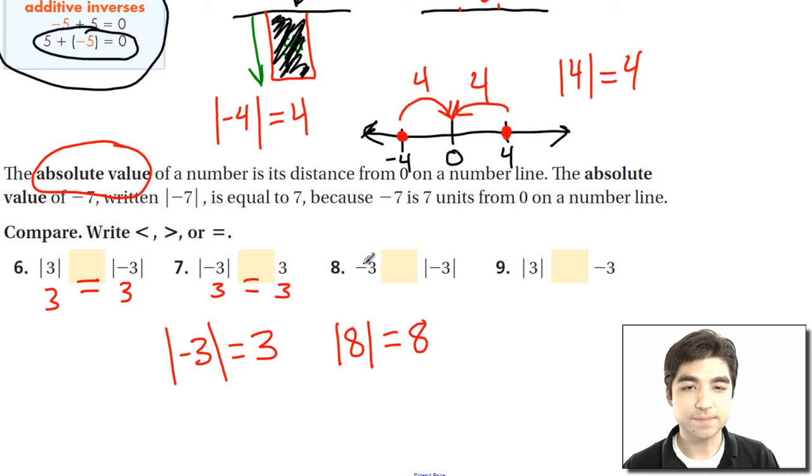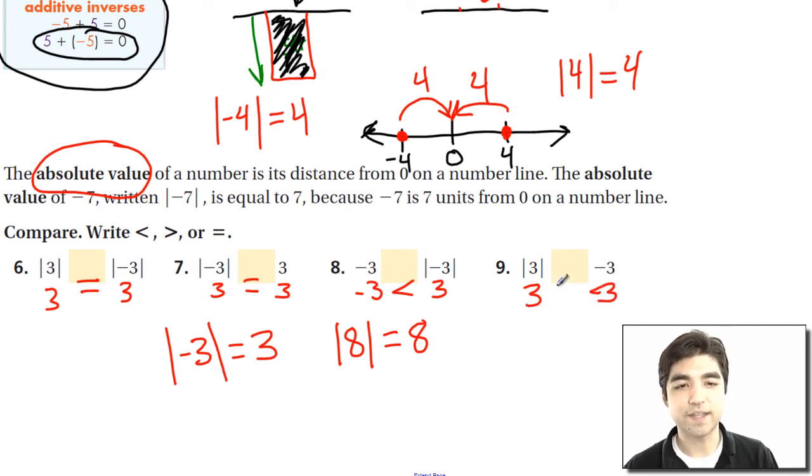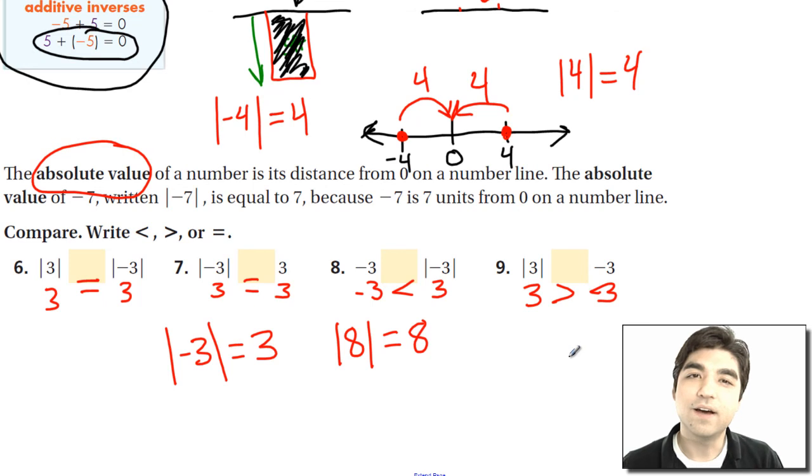What about -3 and absolute value of 3? Well, the absolute value of -3 becomes a +3. This stays a -3. So -3 is less than this absolute value of -3. And then we got absolute value of 3 that stays at 3. And then we have a -3. So that is greater than the -3.